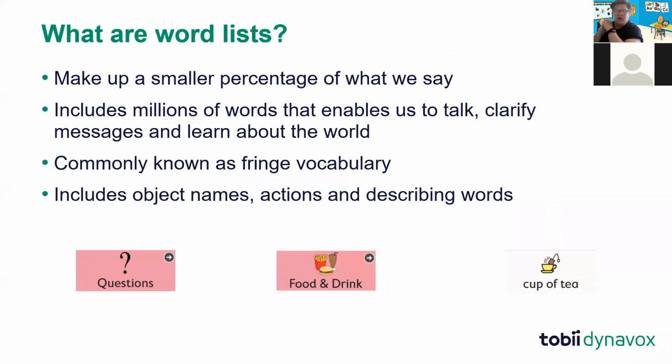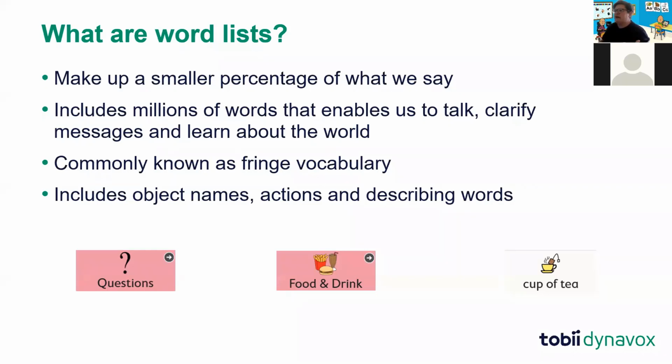So I thought it might be quite nice to start off with looking at what word lists are. Many of us here today will know about core vocabulary, and we know that these are about 200 to 300 important words that make up about 80% of what we say. These include things like not, want, like, more. However, there's another set of important words, and it takes up a much smaller percentage of what we say, but it actually includes millions of words. And these enable us to talk, to clarify messages, and to learn about the world around us.